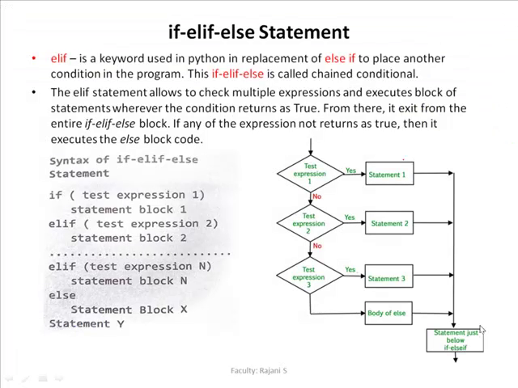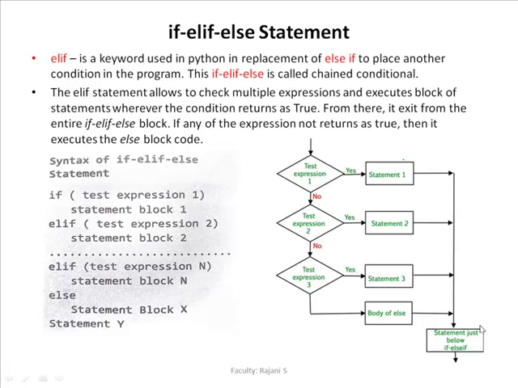If elif else statement. Here elif is a keyword used in Python in replacement of else if, and we can call this if elif else statement a chained conditional statement. Actually this if elif else statement is used to check multiple expressions when the given if condition is false. That means if the given if condition is false, then it will go to the elif condition. It is similar to the if else condition, but in if else we can write a condition to the if block only, but we can't write a condition to the else part. But here in elif we can write a condition to the elif also.